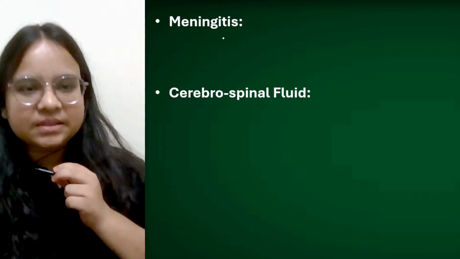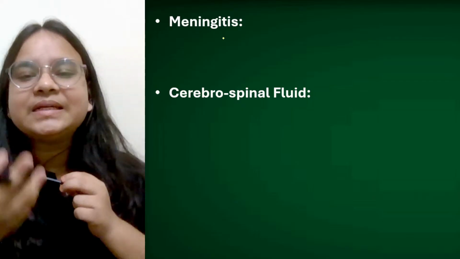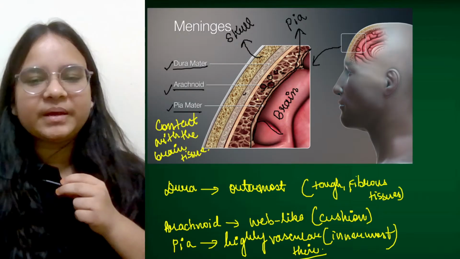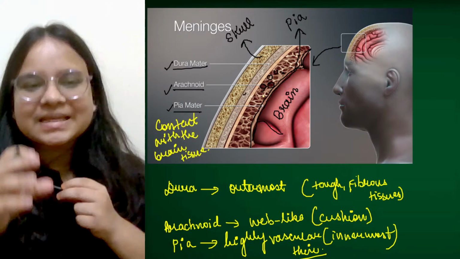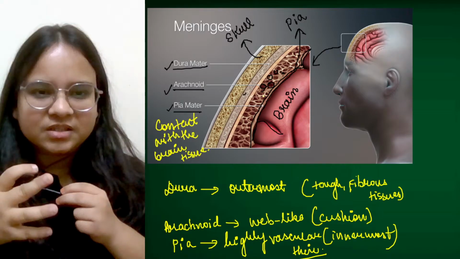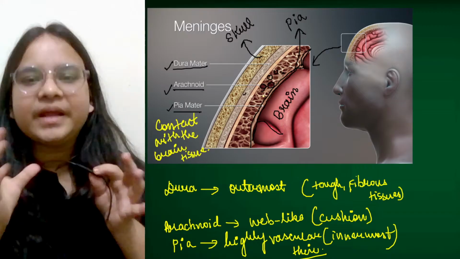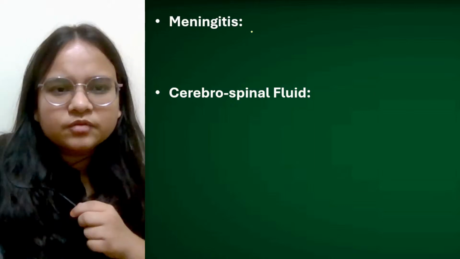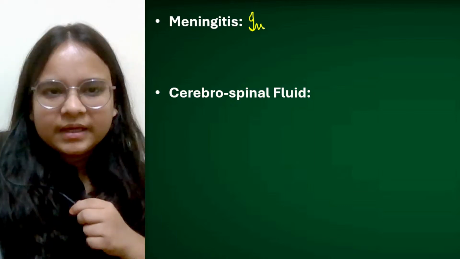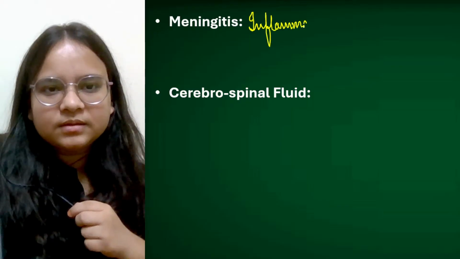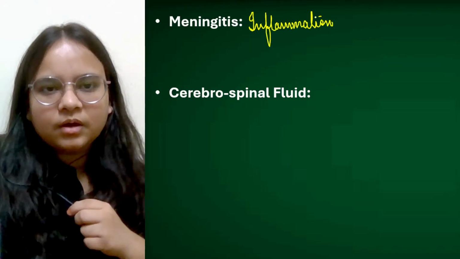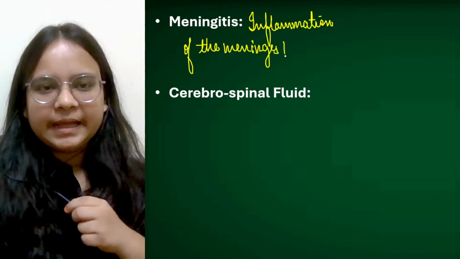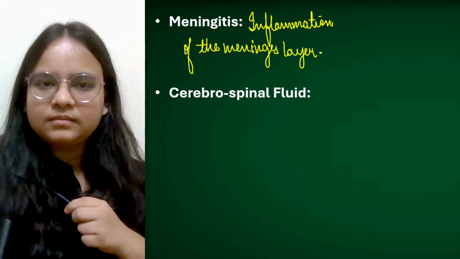Now, what is meningitis? It is a disease related to the meninges. Sometimes the layer of meninges gets affected by a bacterial or viral infection, and it becomes inflamed, swollen. That particular disease is called meningitis. We can write it in one line: inflammation of the meninges layer is called meningitis.